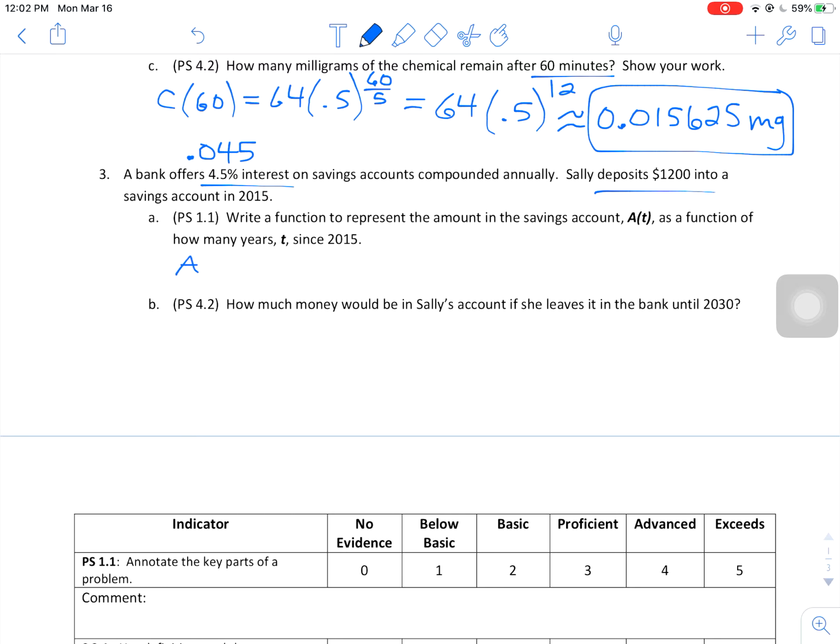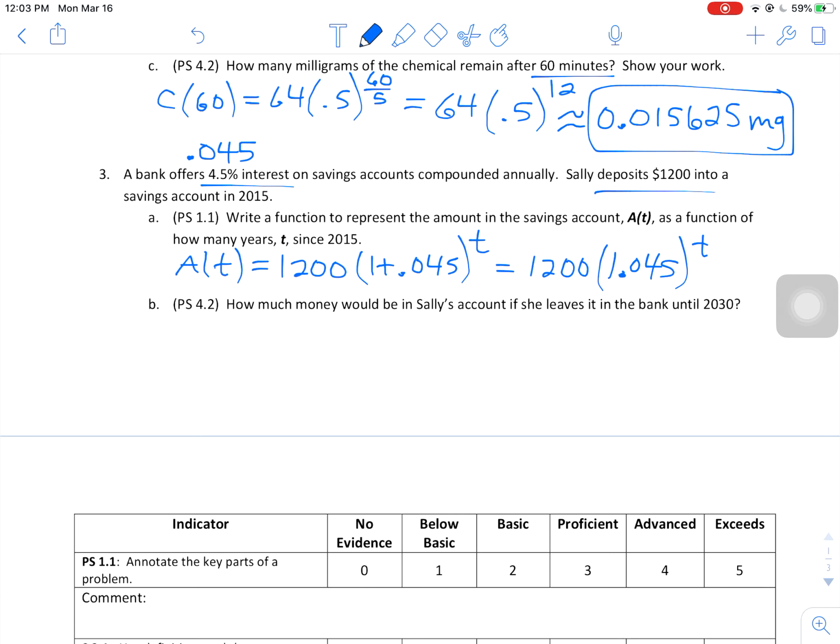So then we want our function a of t equals, and we do our initial value, so the $1,200, and then it's 1 plus, since this is interest, we're earning interest, so I'm going to do a plus sign instead of a minus sign, and then 0.045, since that's the interest rate, and then raised up to the t. So you could leave it like that if you want to, or if you simplified inside the parentheses and made it 1.045, like that, either way would be acceptable on a summative.